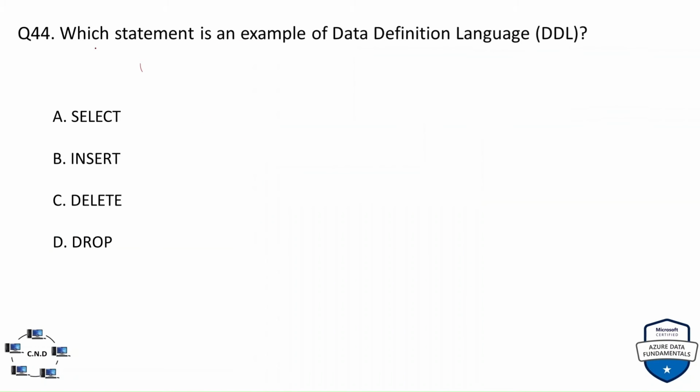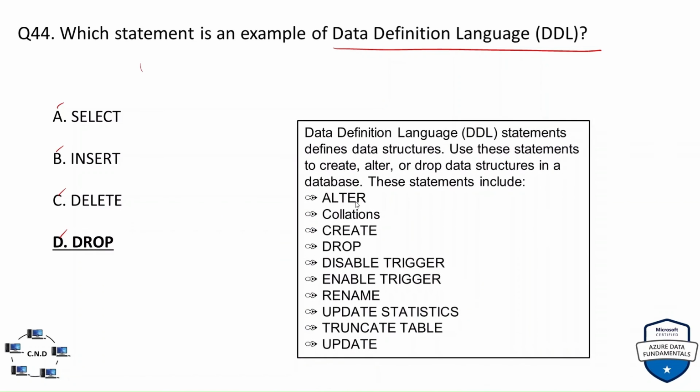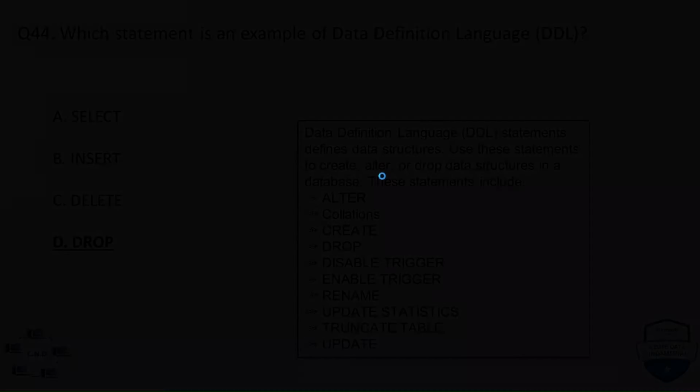Question number 44 is that which statement is an example of data definition language? Again, the options are A. Select, B. Insert, C. Delete, and D. Drop. And the correct option is drop. Again, these all are examples of DDL or data definition language statements.